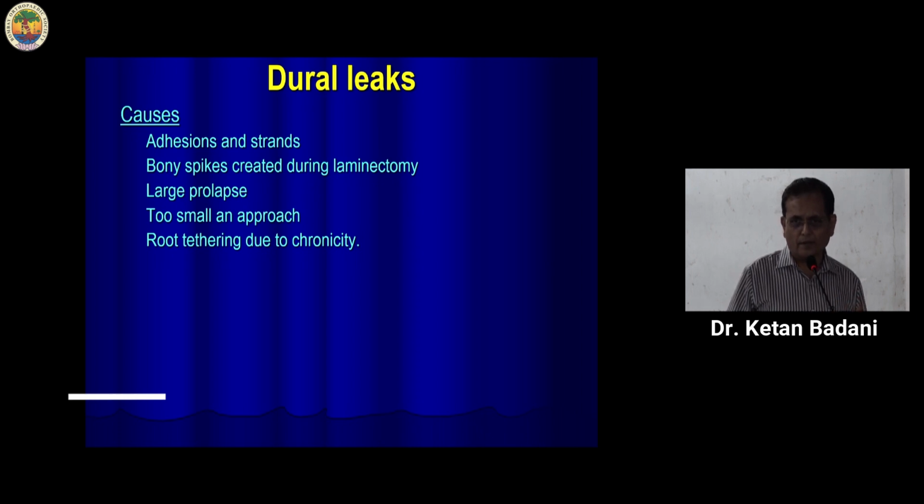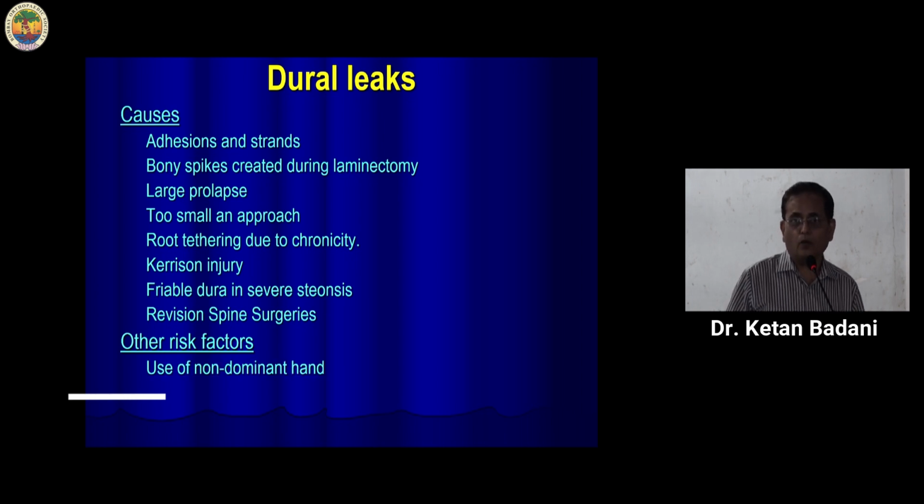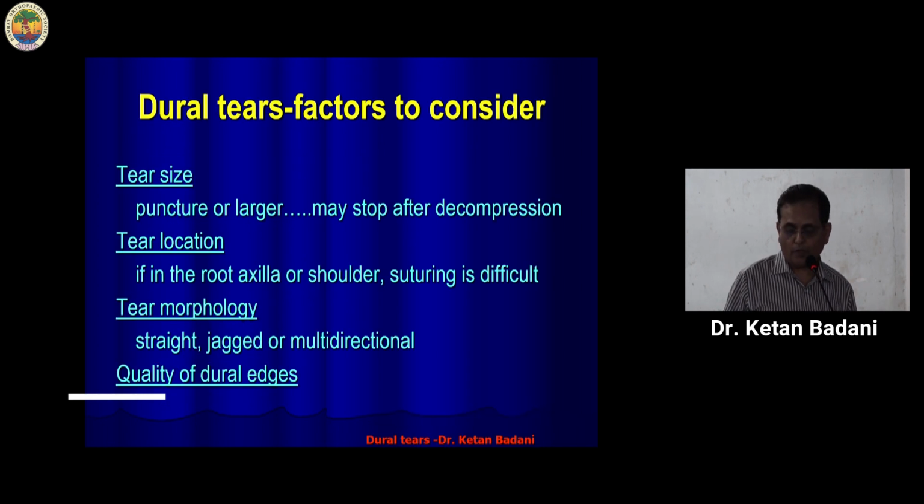In chronic cases with root tethering, if you try to retract, you can get dural tears. Kerrison injury is one of the most common causes. If the dura gets caught in the side of the Kerrison and gets torn, most often there is a lot of blood and the field is not clear. In severe stenosis, you can have a very friable, paper-thin dura and it tears even with the slightest of movement. Revision spine surgeries are one of the biggest areas where dural tears commonly occur. Studies have shown some other risk factors, like use of a non-dominant hand for doing the surgery, or upper lumbar discs, which tend to cause more dural tears.